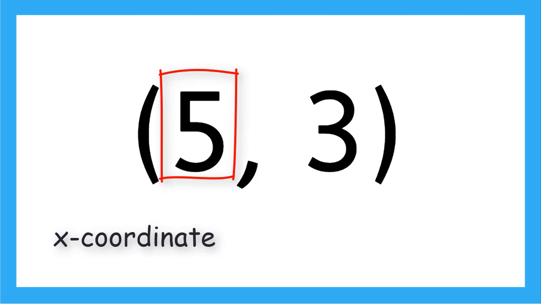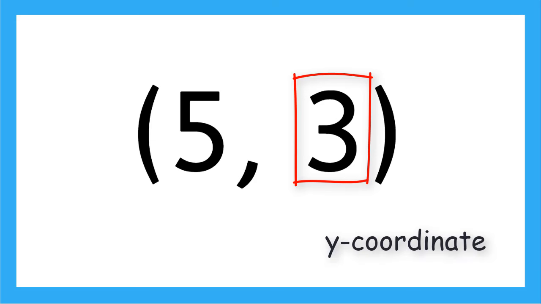An ordered pair is a list of two numbers in parentheses and separated by a comma, like this. The ordered pair tells where a point is located on the coordinate grid. The first number is called the x-coordinate, and it corresponds to the x-axis. The second number is called the y-coordinate. It corresponds to the y-axis. Let's plot some ordered pairs.